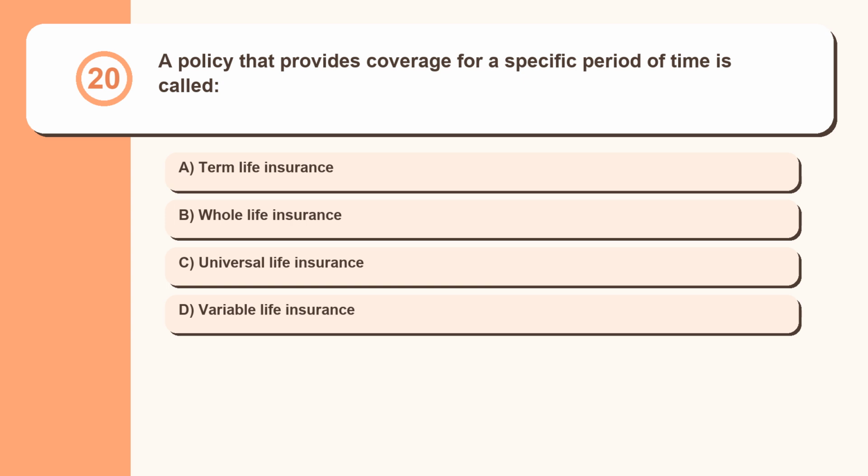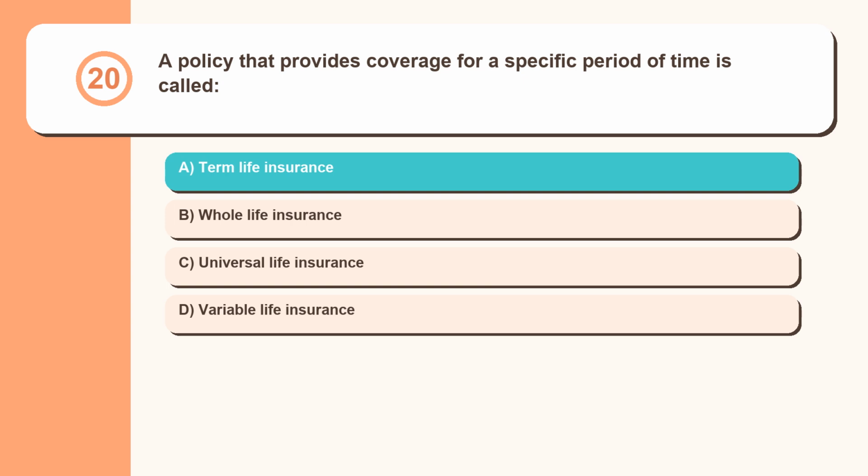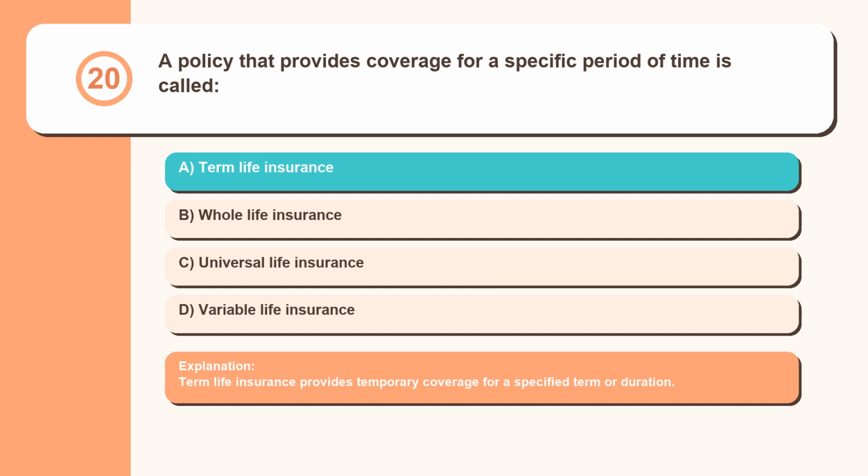Question 20. A policy that provides coverage for a specific period of time is called: term life insurance, whole life insurance, universal life insurance, variable life insurance. Term life insurance provides temporary coverage for a specified term or duration.